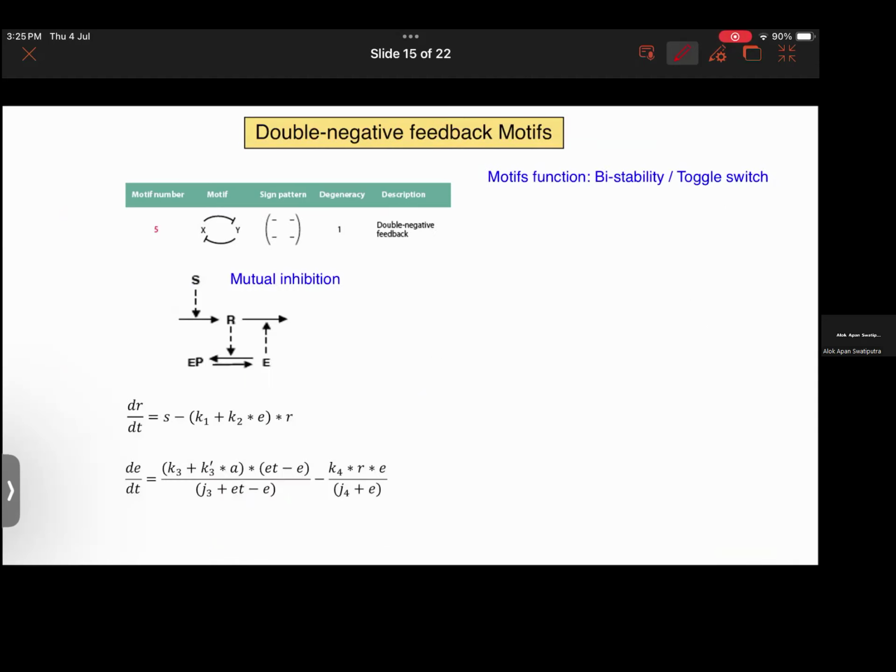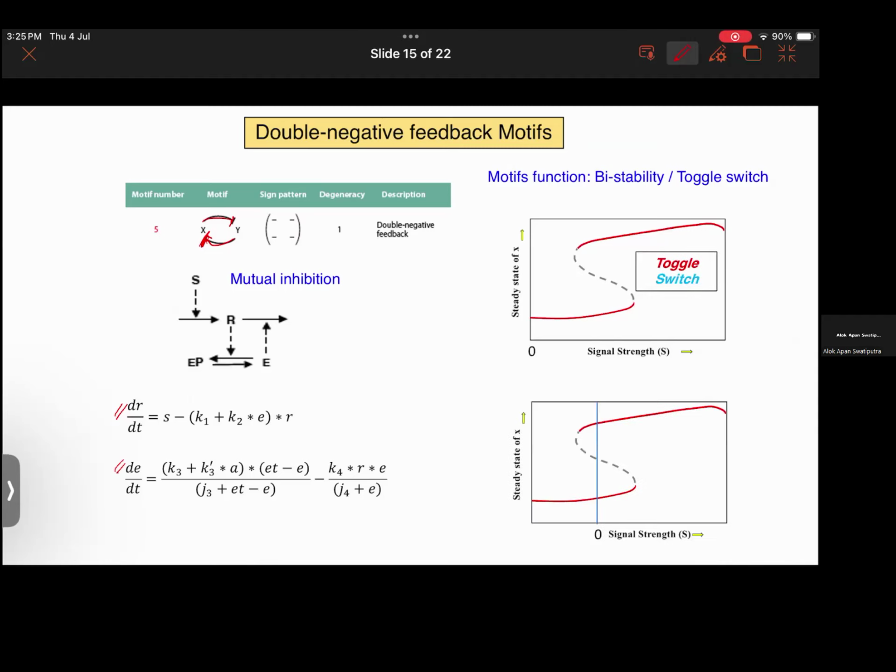One more example, I'll discuss this very briefly. Instead of double positive, you can have a double negative, which I showed earlier, where this R was phosphorylating, so it was decreasing, and you are also decreasing. You can write it in terms of somewhat like this. So in this case also, what you will get is a toggle switch.